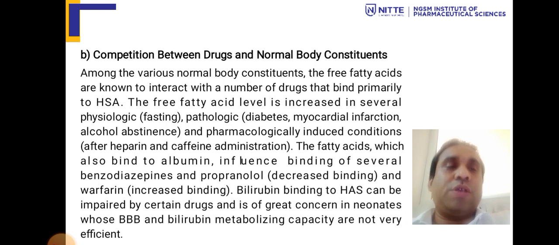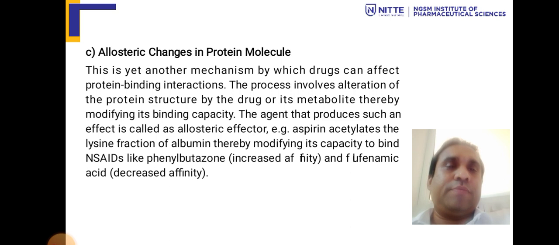In the presence of free fatty acids, propranolol decreases the binding, whereas warfarin increases the binding. Bilirubin binding to human serum albumin can be impaired by certain drugs, and it is of great concern in neonates, whose blood-brain barrier and bilirubin metabolism capacity are not very well developed.